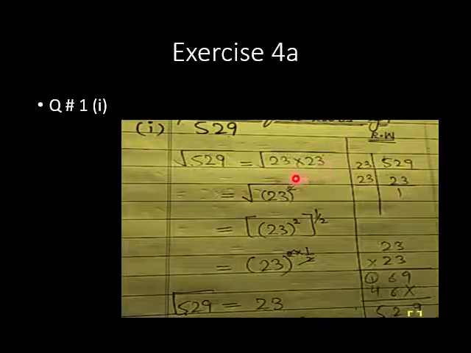So we will write 23 with a power of 2, and as we know, the square root has a value of 1 over 2. So we will write the value of the square root as 1 by 2, and 23 has a power of 2. This 2 and this 2 are cut, and we get the positive square root of 529 is 23.